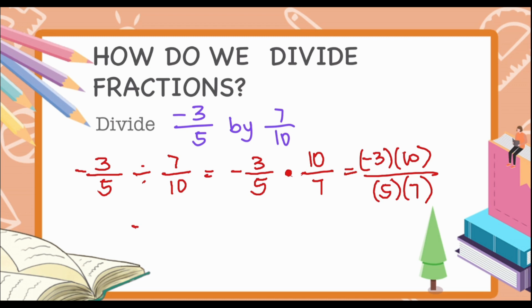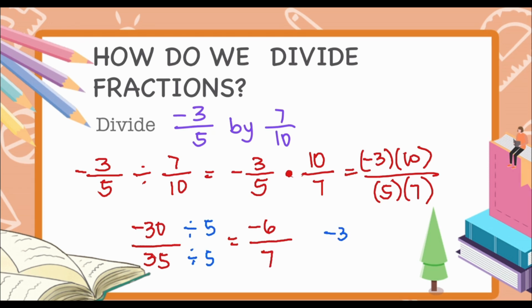So, we will get a negative 30 over 35. So, since we have a common here, we have here a common factor which is 5. So, ang gagawin nyo, divide nyo lang siya by 5. Pareho yung numerator and denominator. And then, we will get negative 6 over 7. Therefore, negative 3 over 5 divided by 7 over 10 is equal to negative 6 over 7. So, this is our final answer.